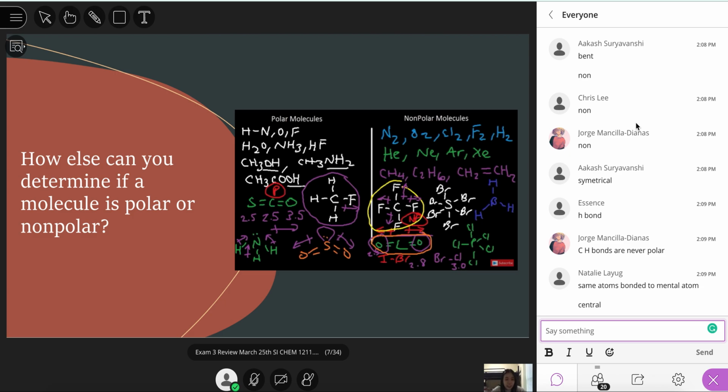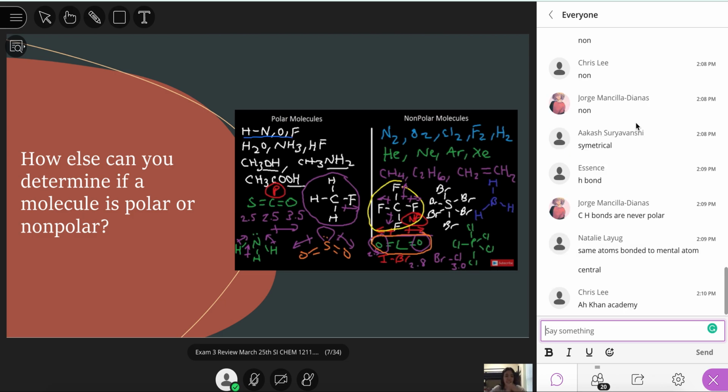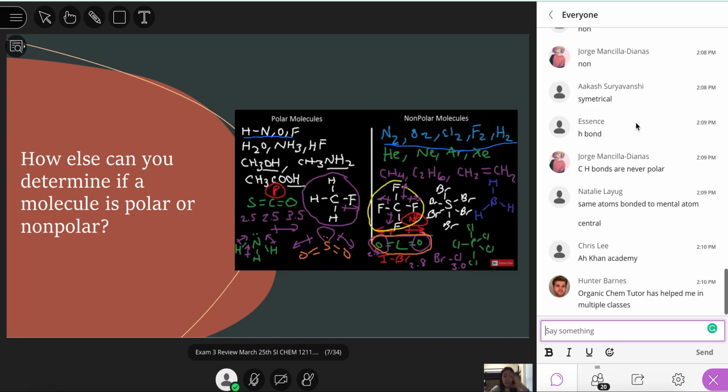So hydrogen bonding, H, which I think Essen said, H attached to nitrogen, oxygen, fluorine, will always have a polar bond in there. Yeah, this is actually the organic chemistry tutor, but Khan Academy is also nice. Also, any element that's doubled, so N2, Cl2, something like that, will always be nonpolar as well. If you see that alone, then you know it's nonpolar. Any element alone is nonpolar as well.